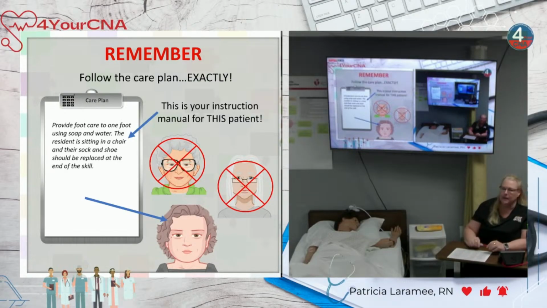Then we have M for mobility. Now, mobility is a special category all on its own. You need to know the mobility needs of your patient. Are they bed bound? Do they get out of the chair? Do we use a gait belt, a walker, a wheelchair? What are their mobility restrictions and needs?